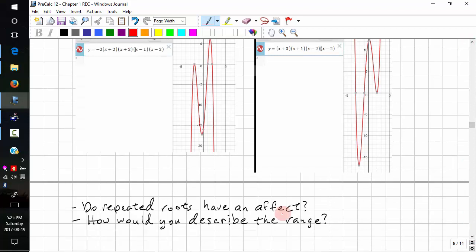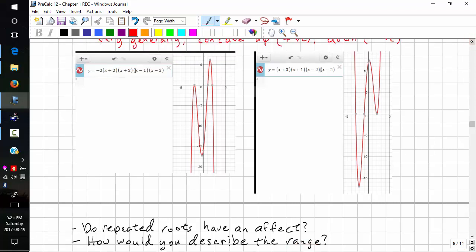Okay, do repeated roots have an effect? How would you describe the range? Okay, so we look at this function. We have x plus 2, x plus 2, x minus 1, x minus 2. So this is a repeated root, and it occurs at x equals negative 2. So that's here. And we look at this one, x plus 3, x plus 1, x minus 2, x minus 2. x equals 2, and that occurs there.